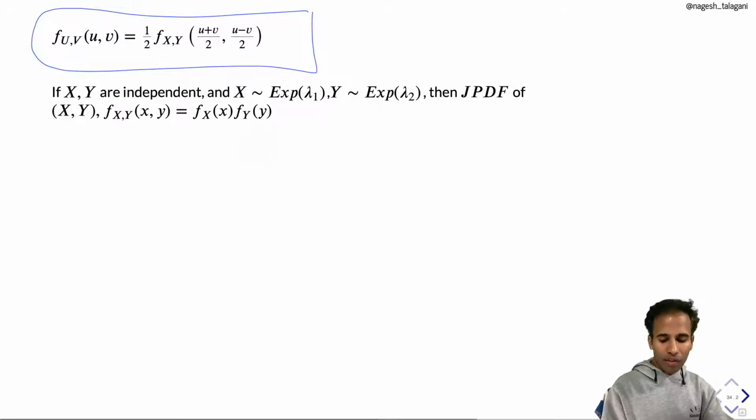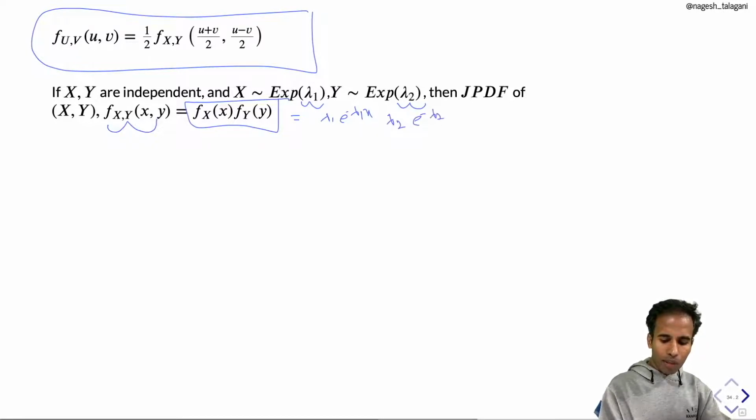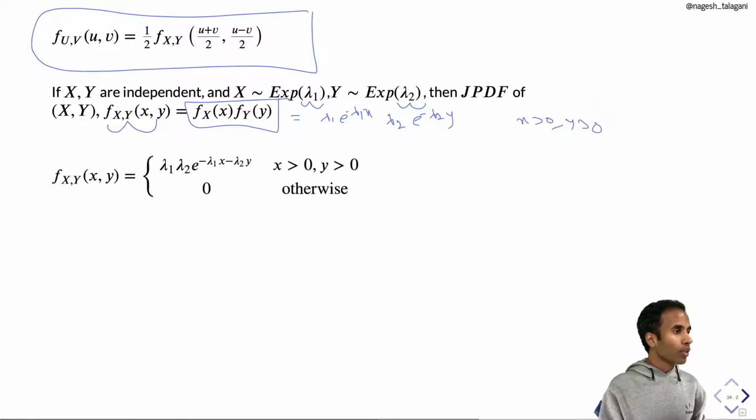independent exponential random variables with the parameters lambda 1, lambda 2 respectively, then the joint PDF is going to be the product of marginal PDFs. So the joint PDF of XY I can write as f_X of x times f_Y of y. What would be f_X of x? Lambda 1 times e power minus lambda 1 x. f_Y of y is going to be lambda 2 times e power minus lambda 2 y for x positive and y positive. So joint PDF of XY is going to be lambda 1 lambda 2 e power minus lambda 1 x minus lambda 2 y for x positive, y positive, 0 otherwise. This is going to be the joint PDF of XY.